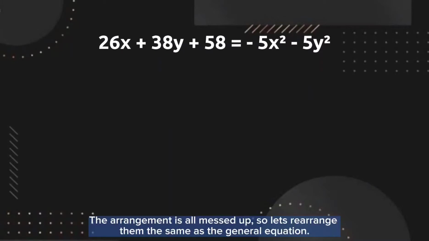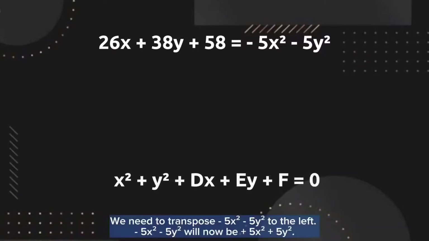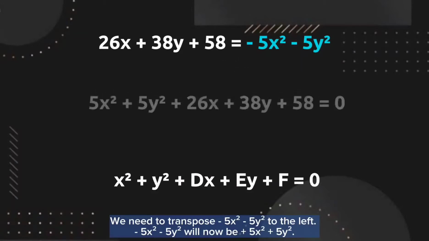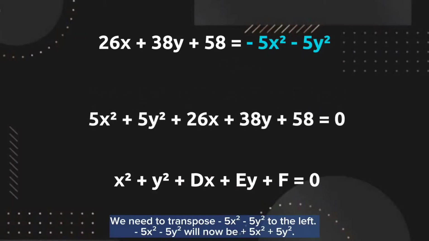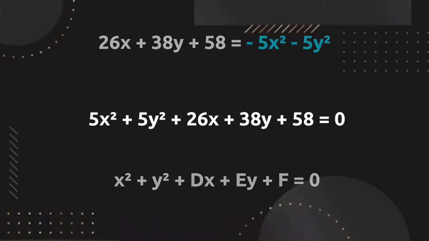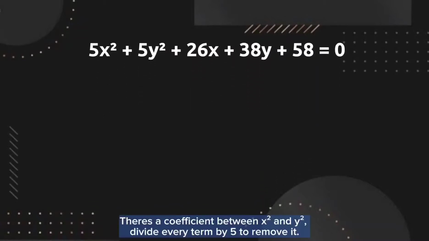The arrangement is all messed up, so let's rearrange them the same as the general equation. We need to transpose negative 5x² minus 5y² to the left. Negative 5x² minus 5y² will now be positive 5x² plus 5y². There's a coefficient between x² and y². Divide every term by 5 to remove it.